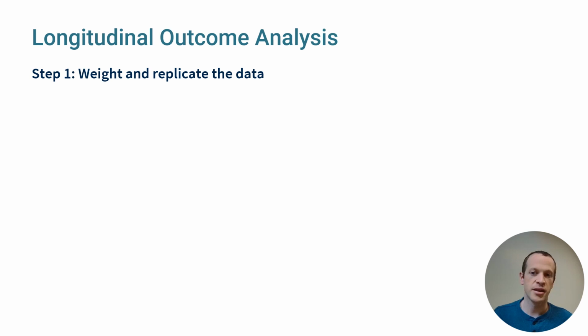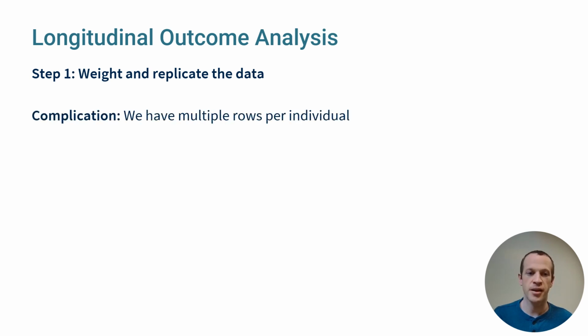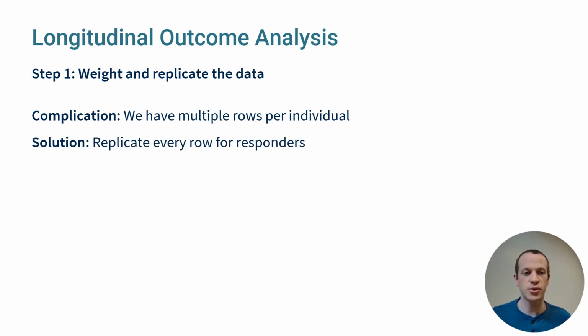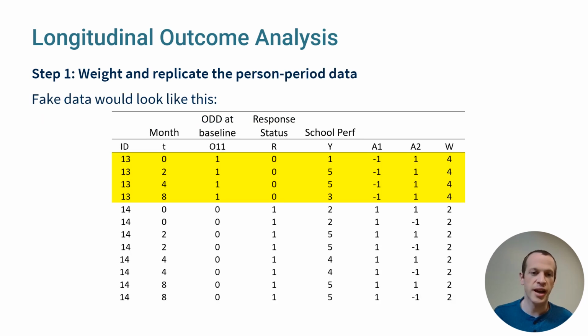First, we're going to weight and replicate the data. The complication, however, is that now we have multiple rows per individual. So let's say I was in the study, then you're going to have a row in your data set for baseline, and then week 8, end of semester, and end of year, right? The solution turns out it's pretty straightforward. All we have to do is replicate each of those rows for the responders. So let's take a look at some fake data.